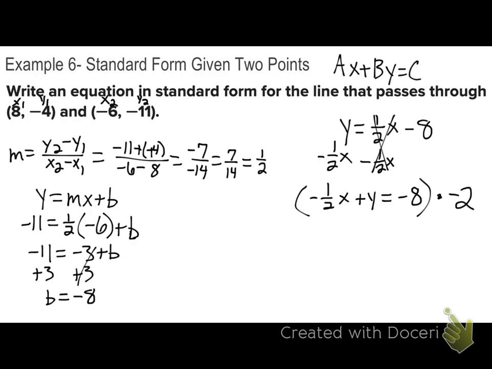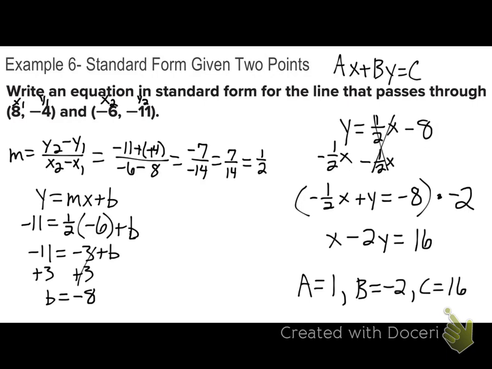Right. So -1/2 x times -2 gives me positive 1x, right? Or just x. Y times -2, negative 2y. -8 times -2, 16. What's my a value? 1. What's my b value? -2. C value? 16. Is my a value greater than or equal to 0?